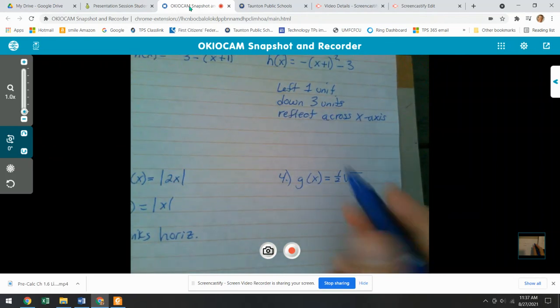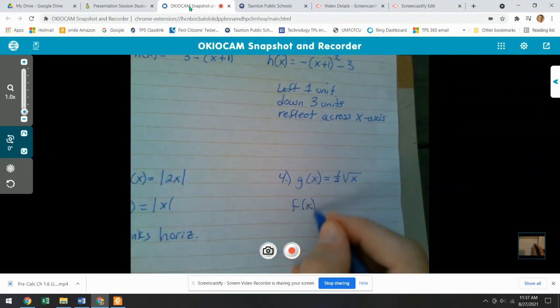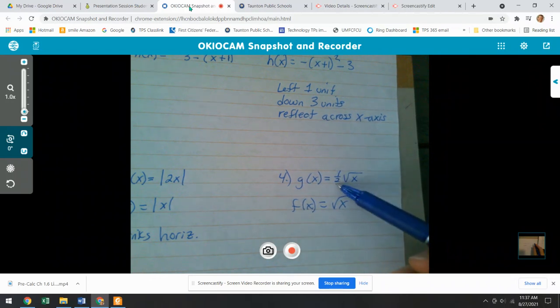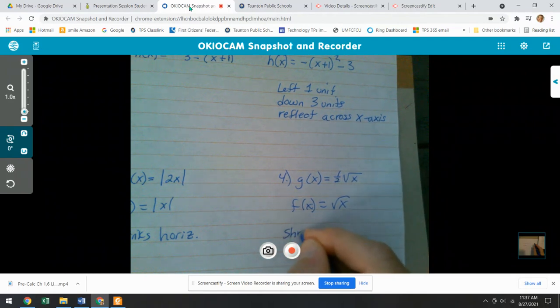For problem number 4, the last one, our parent function is the square root of x. And what you can see is that the constant that we're multiplying by happens after the square root is taken. So we're talking about a vertical change here. And this number that we're multiplying by is between 0 and 1. So this is going to shrink vertically.